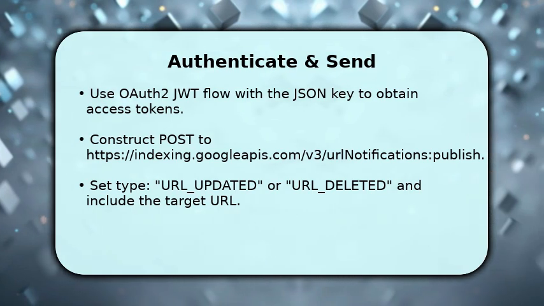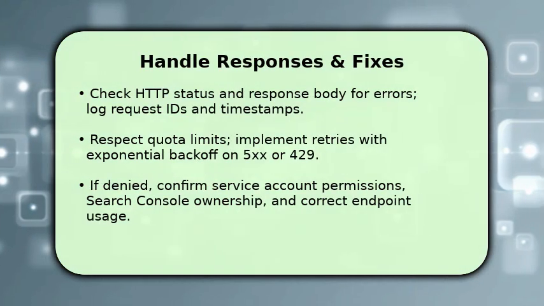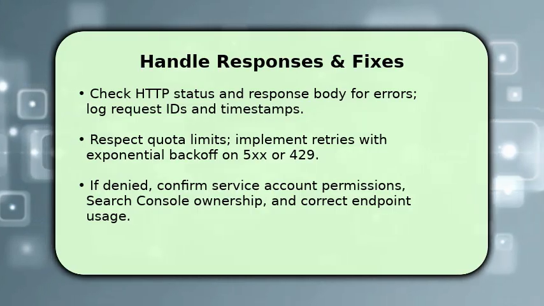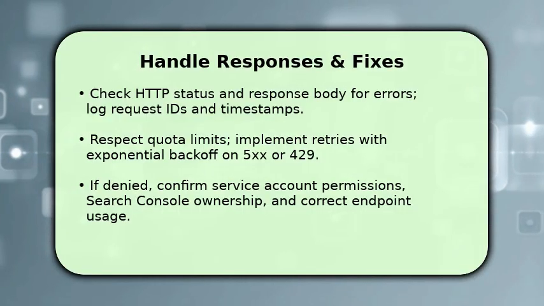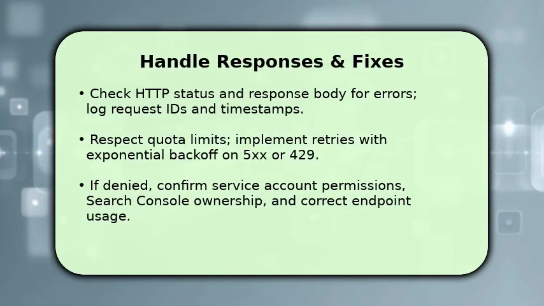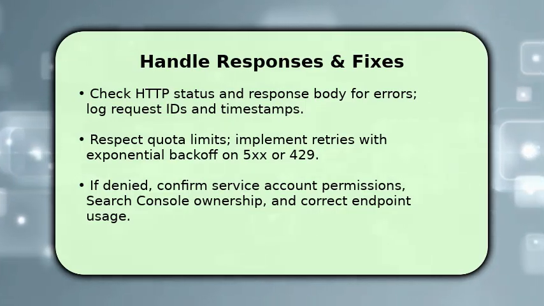You finish by inspecting the API response. Success returns a request ID. Errors include status codes and messages. If you hit quotas or transient errors, implement exponential backoff and retry only safe operations. Make sure to log requests and responses for auditing and debugging.